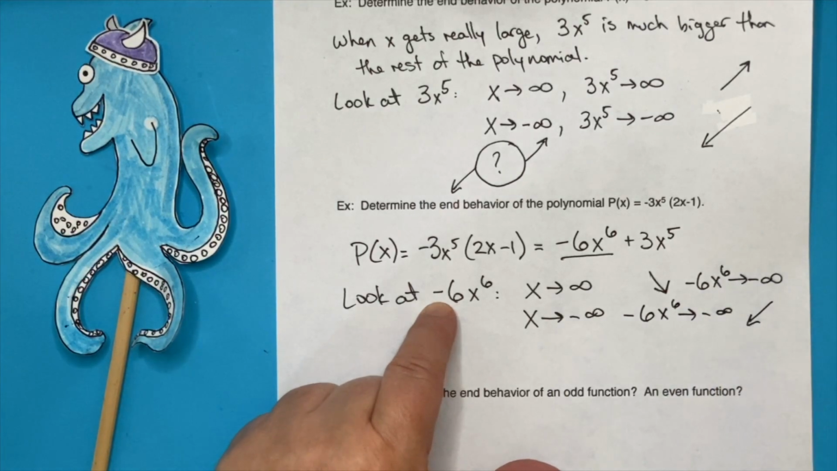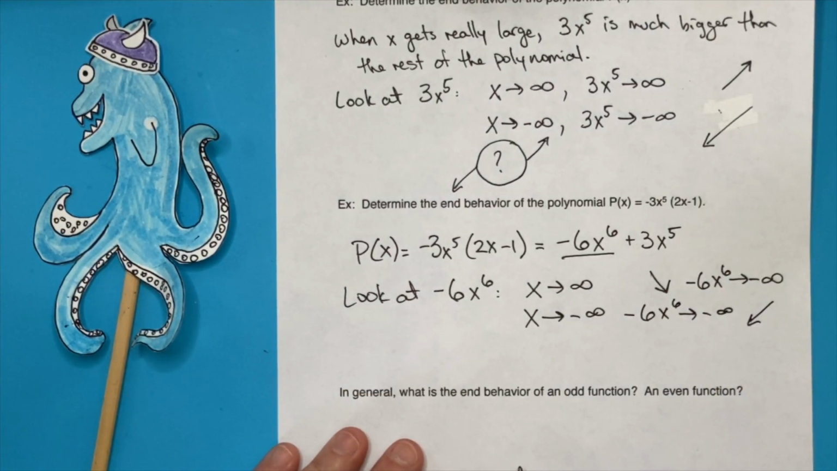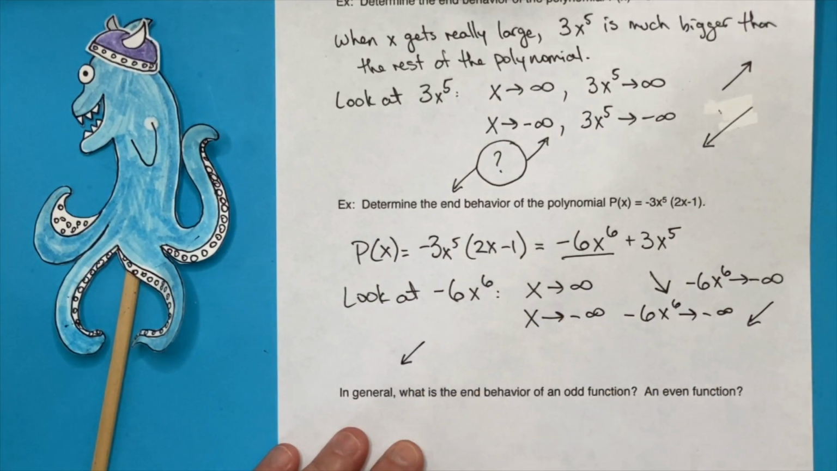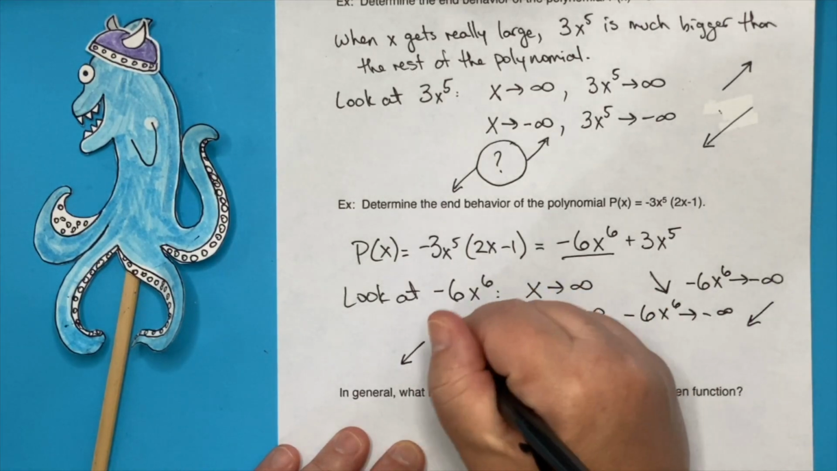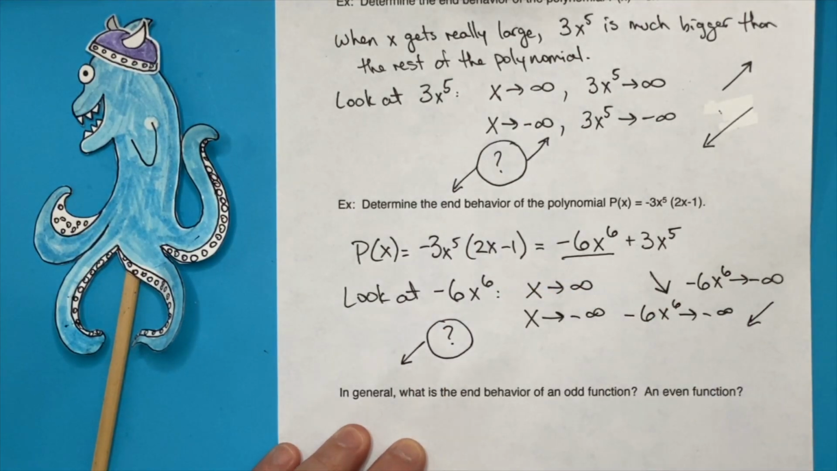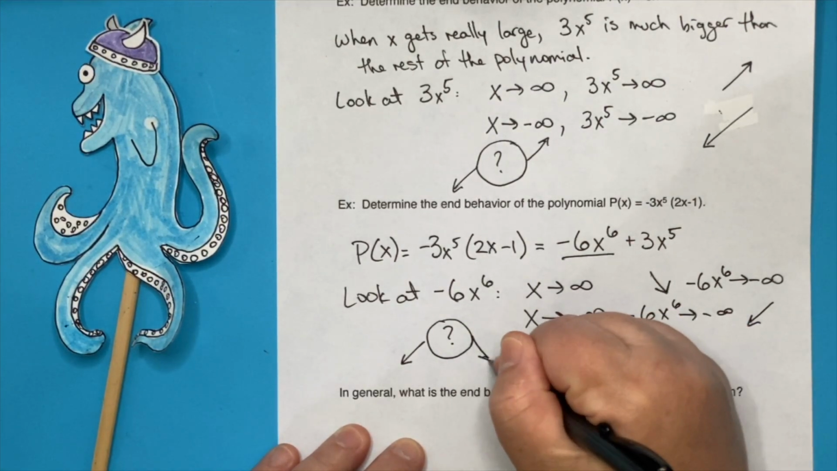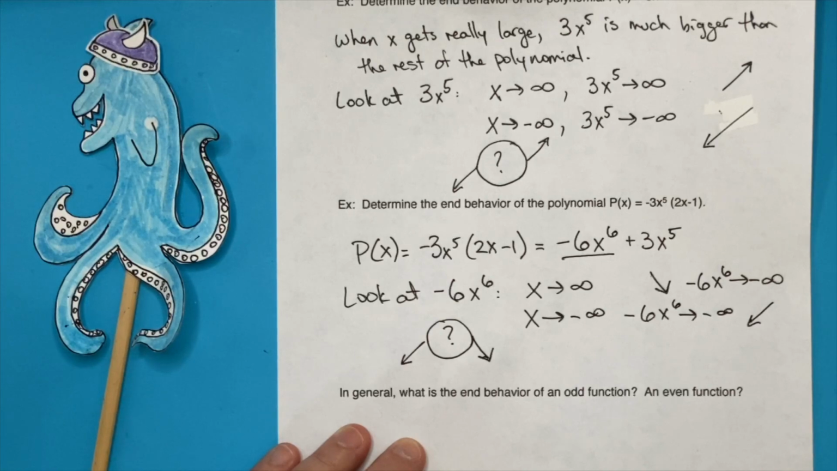So we've got one of these. So this polynomial is going to look like this. As x gets very, very negative, it's going to go down. Then there's something in the middle. We'll worry about that later. And then when x gets really, really big, it's going to end up looking like that.